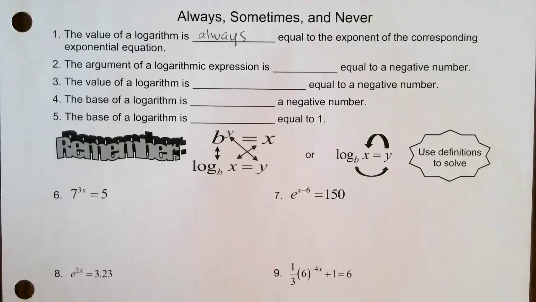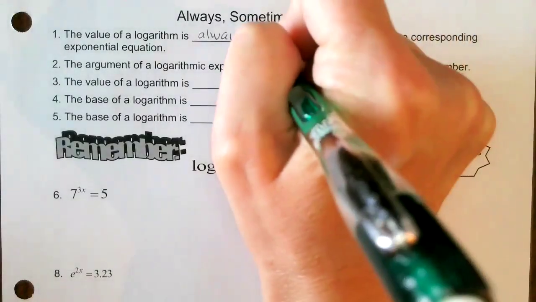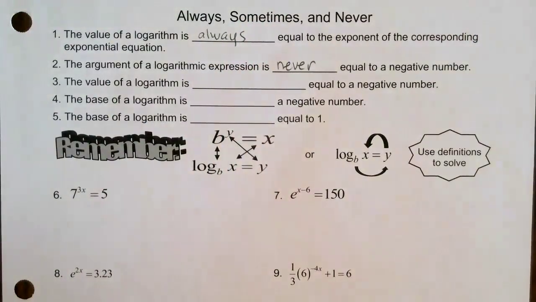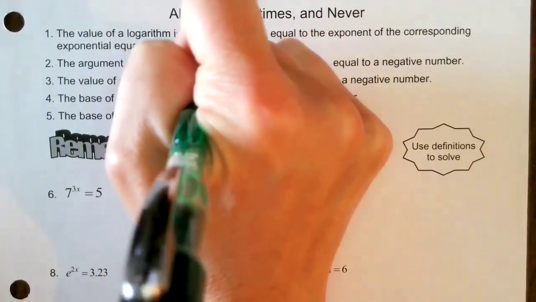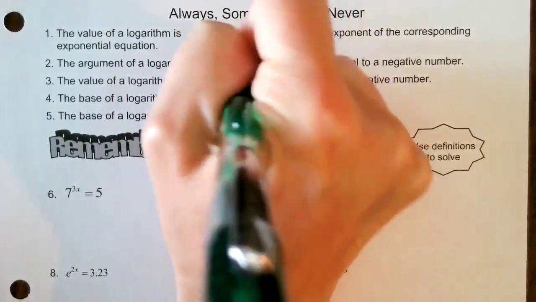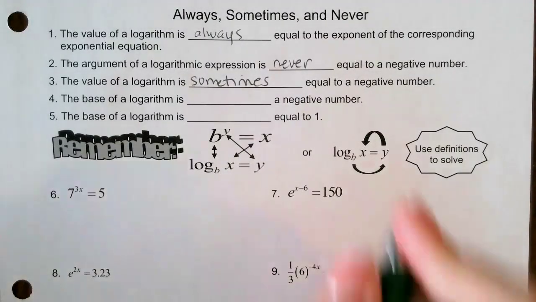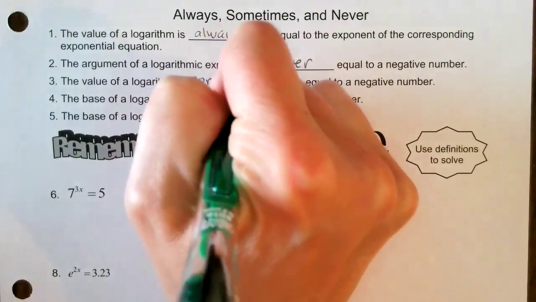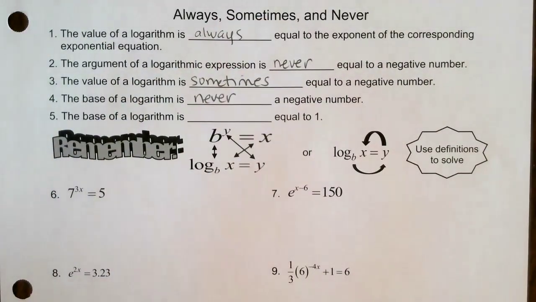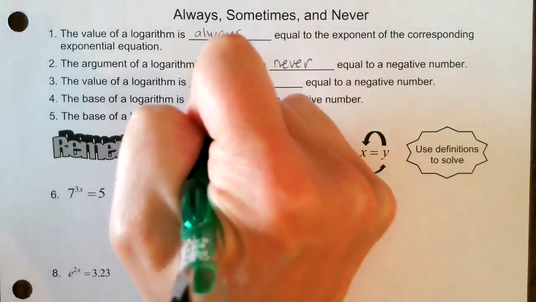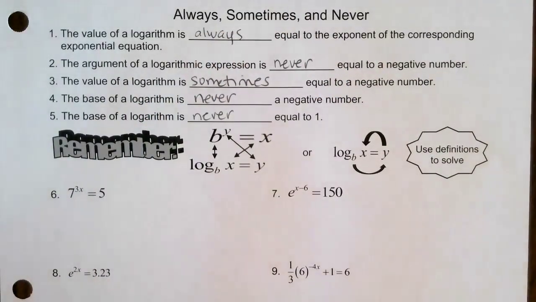The argument of a logarithmic expression is never equal to a negative number. The value of a logarithm is sometimes equal to a negative number. The base of a logarithm is never a negative number. And the base of a logarithm is never equal to 1. All right, so let's look at some of the reasons there.